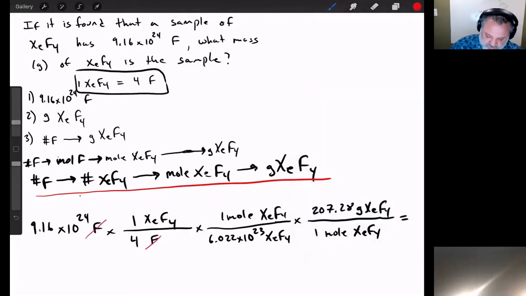Number of fluorine atoms cancel with number of fluorine atoms, converting to the number of xenon tetrafluoride molecules. The number of xenon tetrafluoride molecules cancels. The number of moles of xenon tetrafluoride cancels, leaving us with grams of xenon tetrafluoride. And so I get 788 grams of xenon tetrafluoride.